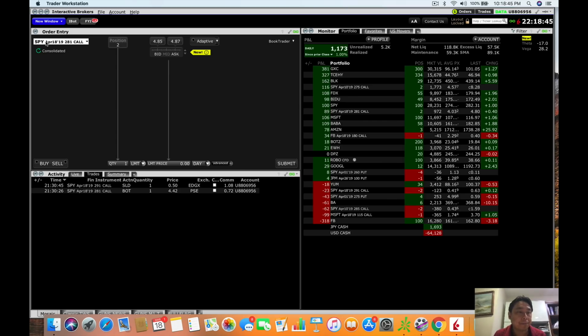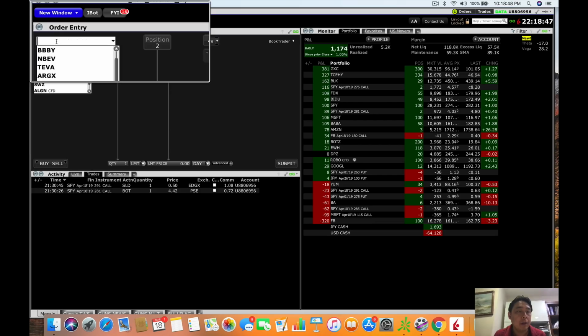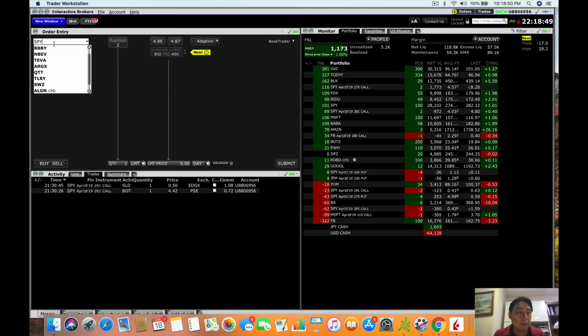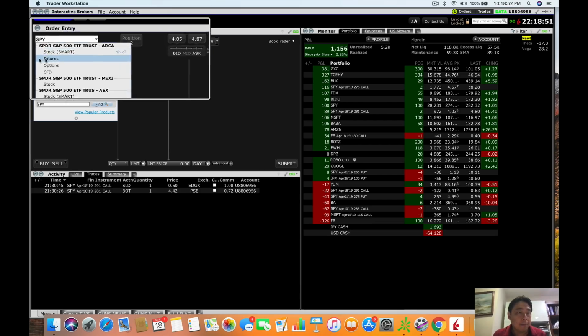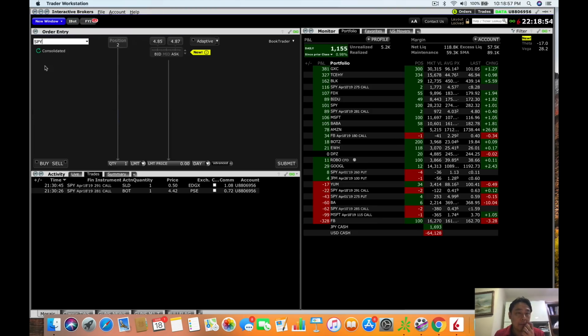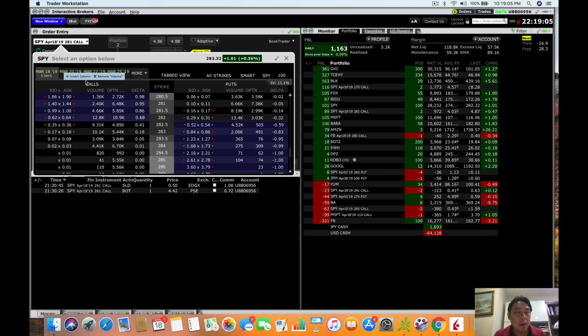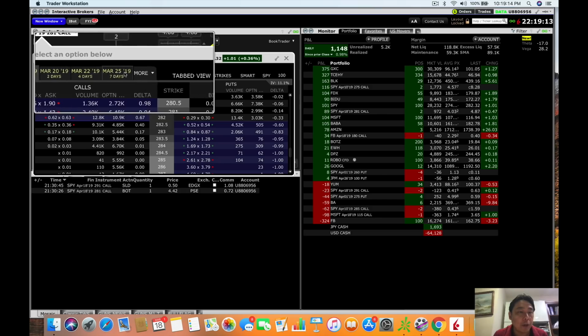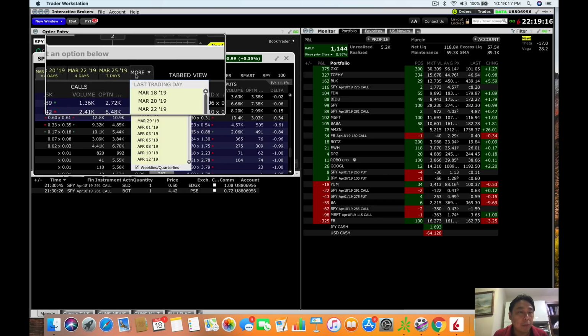So basically, under the order entry, you could just put SPY and go to options. And then you get this option chain over here. So you can see it looks a bit different from Think or Swim, but more or less the same. And over here, you can select your date to expiration. So we're going to click on more.